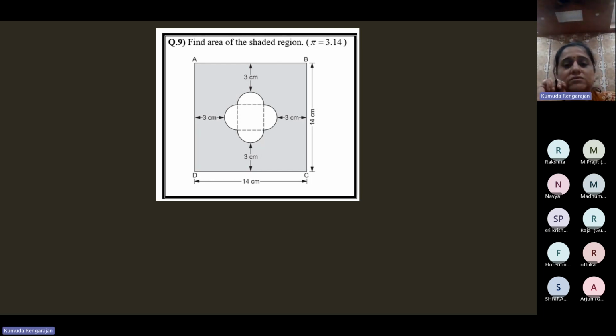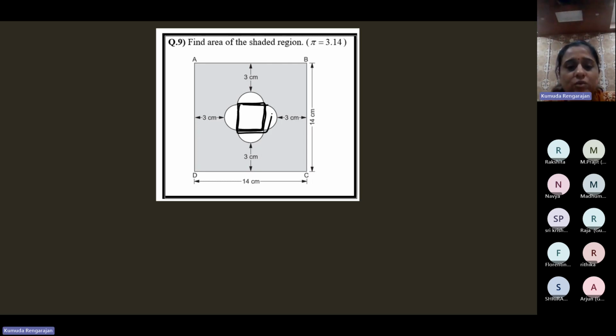So you can find the area of the 4 semicircles as the area of 2 circles, 2 pi r square. And then to find the area of the square, the side of the square is nothing but the diameter. Once you find the radius, the side of the square is the diameter. So you have that also. So find the area of the square.